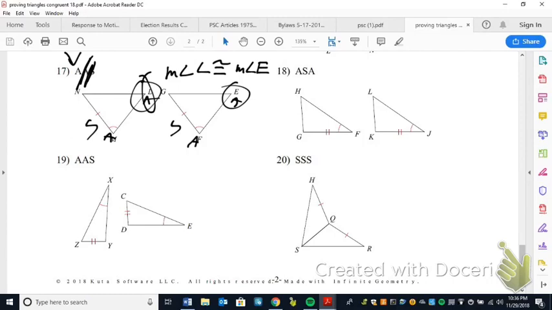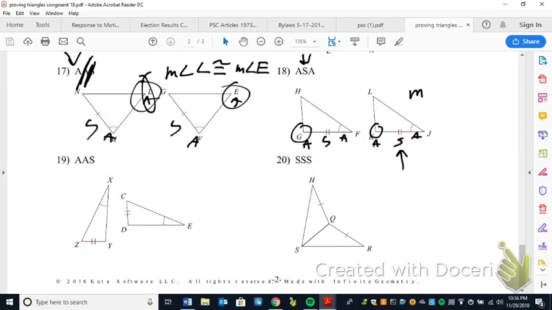Number 18, we have angle, side, angle. Notice we still have two angles like in number 17, and one side like in number 17, but the side's in a different place. Here we have the angle and the side, so we need the other angle in order to make sure that side is in between the two angles. See here? The side is in between the two angles. The S is in between the two A's. So how we write it has to be how it looks.